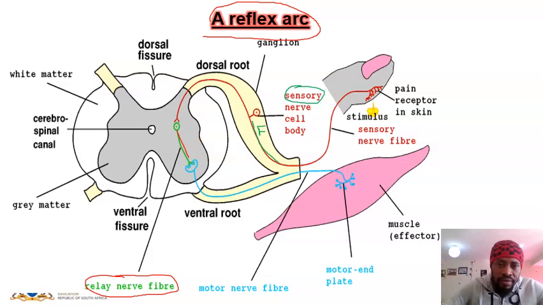The third neuron will be this one here, and I'll call that neuron B. That will be my neuron B. It is the motor neuron or the motor nerve fiber. So the three neurons. Notice then that the sensory neuron has a nerve end, the receptor.